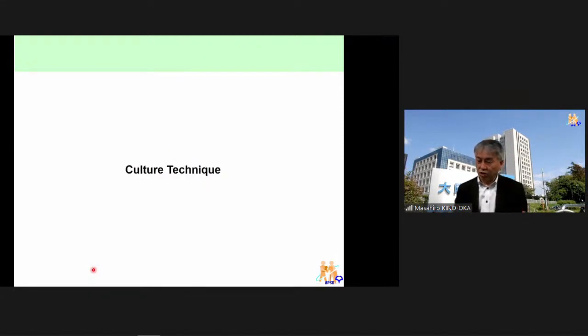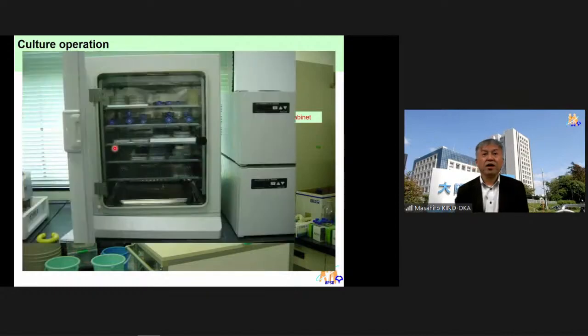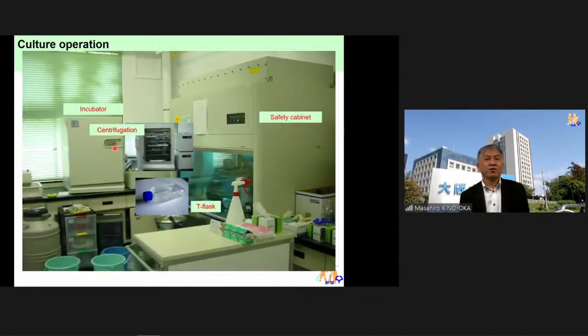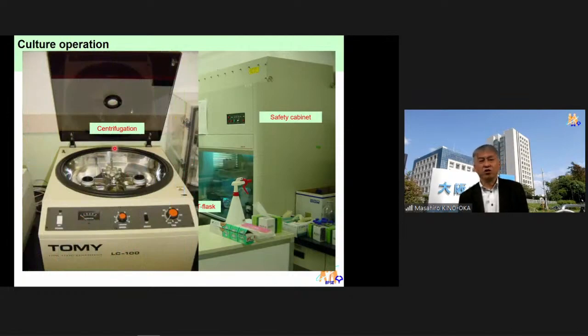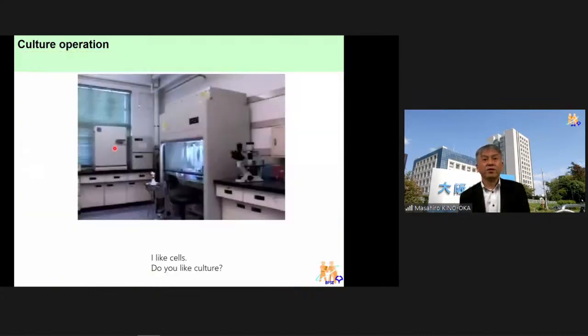So from this feature, I want to introduce how to cultivate. This is my old laboratory. We need a safety cabinet. We need an incubator, and inside the incubator we put the cultures with dishes. And this is a T-flask. For the collection, we need a centrifugation system. And of course, we have to observe using a microscope. Those are the tools for the cultures.